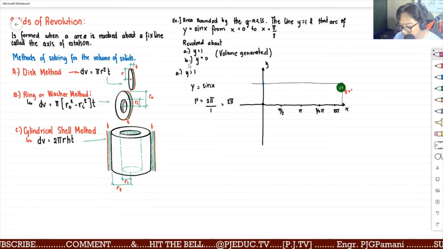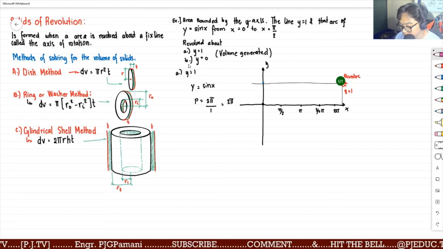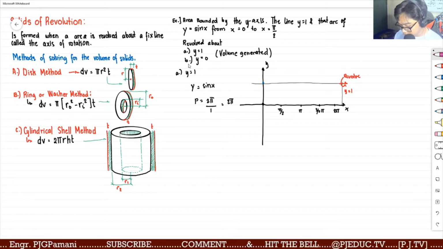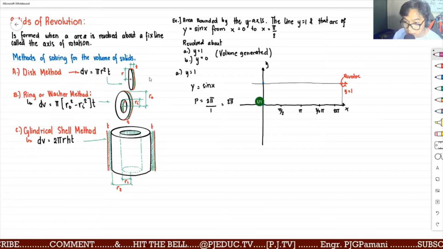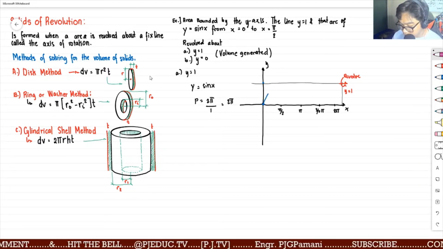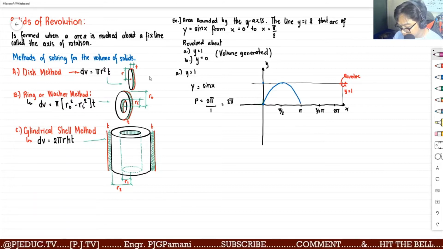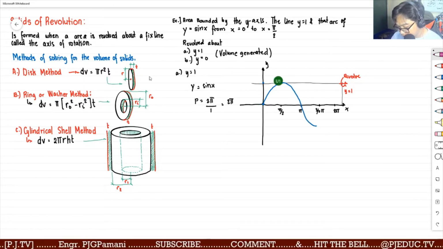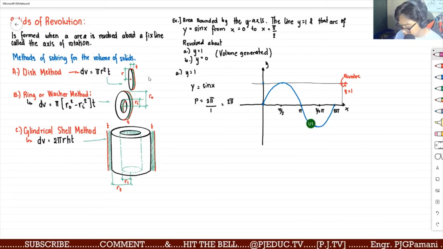So that is y is equal to 1. Dito ngayon yung ating axis of revolution. Okay. Then our curve, again, it was a sine curve. So mag-umpisa tayo lagi sa origin. Then there. Okay.